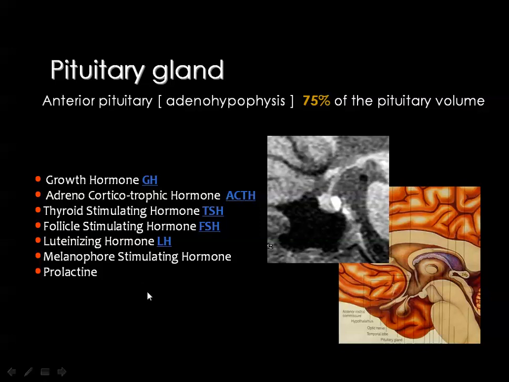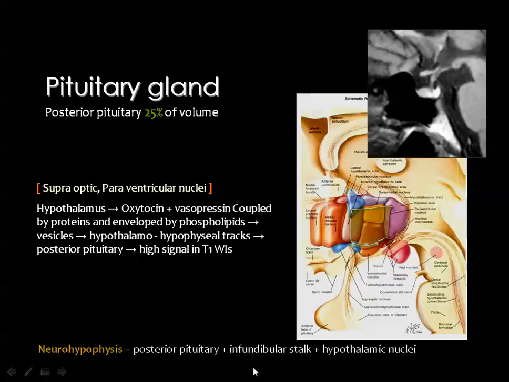Then these are the hormones that are produced by the anterior pituitary, which is known as the adenohypophysis, and which represents about 75% of the pituitary volume. The posterior pituitary, or the neurohypophysis, is about 25% of the pituitary volume. It can be easily discriminated in the sagittal images before contrast injection.